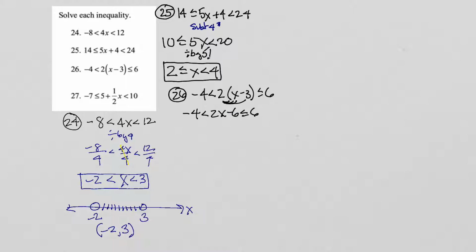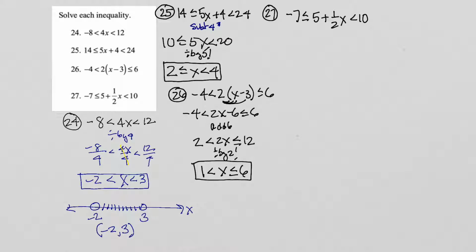So that's the first thing I'm going to do, add 6. So I get negative 4 plus 6, that's a 2. Strictly less than 2x, less than or equal to, now I'm adding 6. I've got 6 already, I add 6 more, takes us up to 12. Now we're going to divide by 2, alert, but we're dividing by a positive, so no direction changes. So let's divide by 2, so we'll get 2 divided by 2 is a 1, strictly less than x, less than or equal to, and the 12 divided by 2 is a 6.